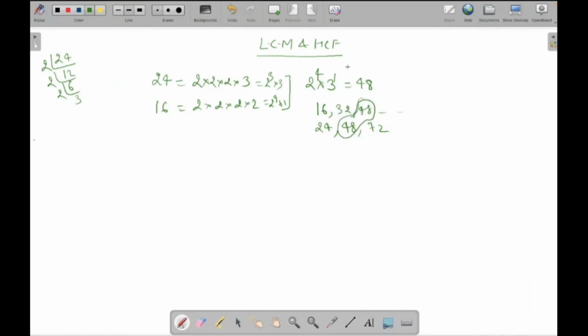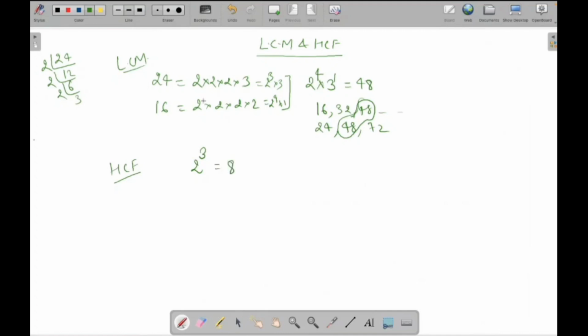The same principle I'll be applying even in polynomials. Okay, this is LCM. And what about HCF? When I'm looking at HCF, it would be the common factor. Here 2 is the common factor, and 2 to the power 3 is the highest common factor. So the HCF of these two numbers would be 8.